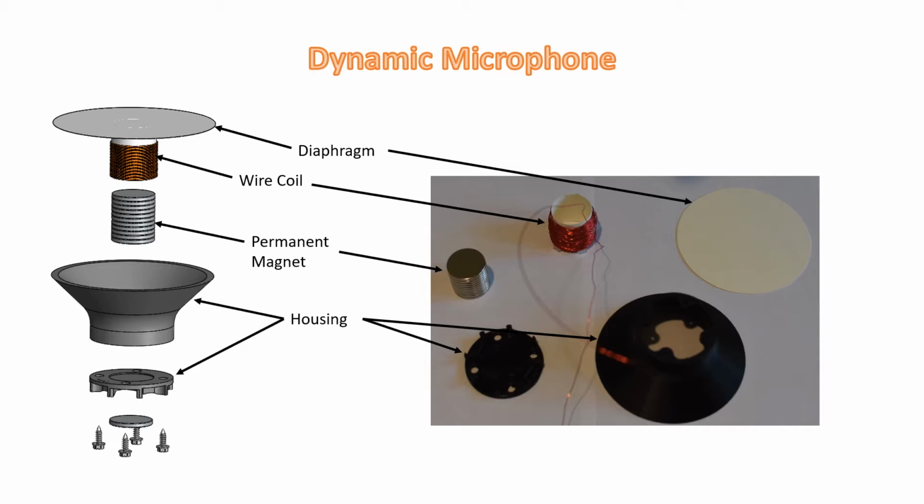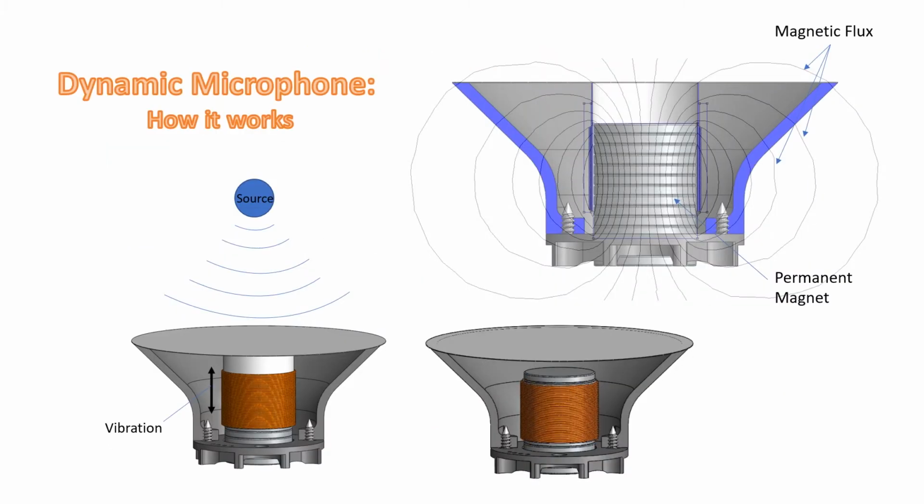A dynamic microphone is a direct application of Faraday's law. They are constructed with a permanent magnet, a coil of wire, a diaphragm, and a housing to secure all these components. Dynamic microphones work using a permanent magnet to set up a magnetic field and therefore a magnetic flux. A coil of conductive wire is suspended near the magnet, attached to a diaphragm.